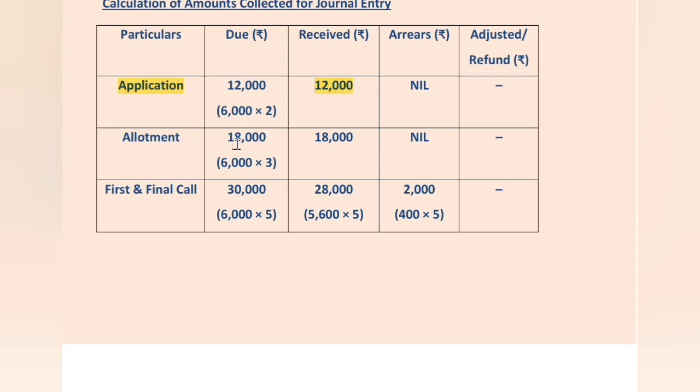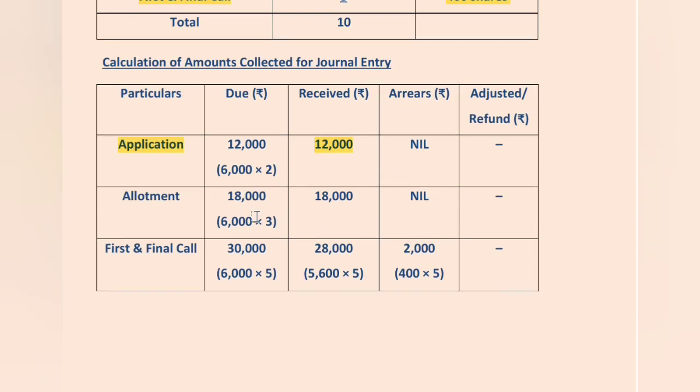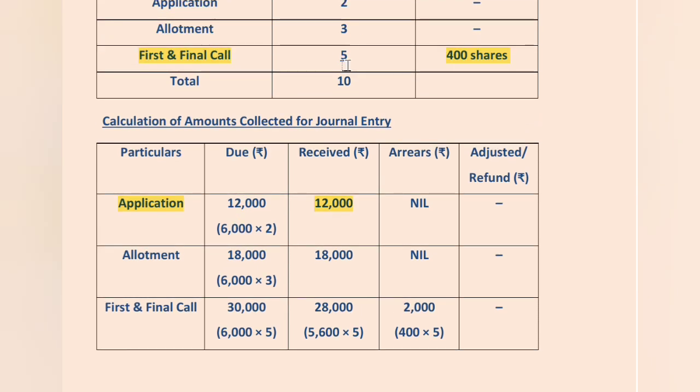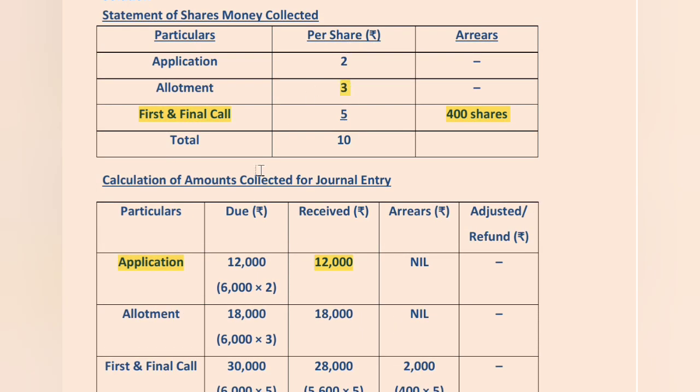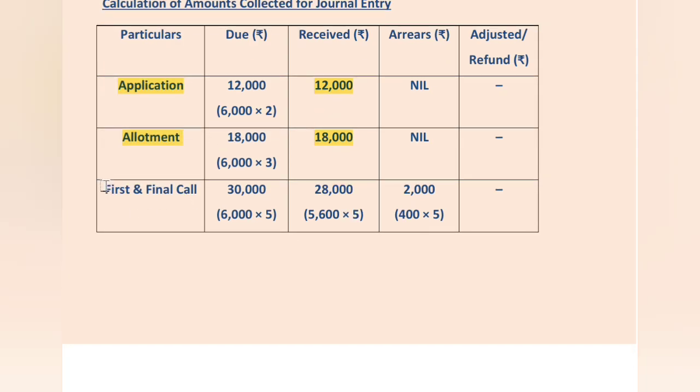One. Next, allotment. Again, how much do we need? 6,000 shares into 3 rupees, which means 18,000. After that, no arrears, again the full amount is received. 18,000 is collected in allotment. So next, go to the first and final call.